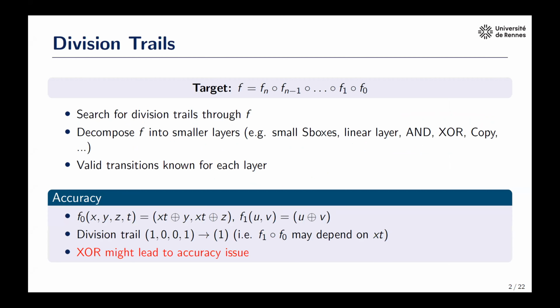My talk is not really about division property, but much more about MILP modelization technique. But I still need to introduce a bit of division property. Basically, you want to track some monomial in the ANF of a function f, but it's complicated. So you have to decompose it into several layers for which you know valid transitions. And then you want to know whether there is a trail or not. If there is a trail, you cannot conclude, but if there is no trail, then there is a distinguisher.